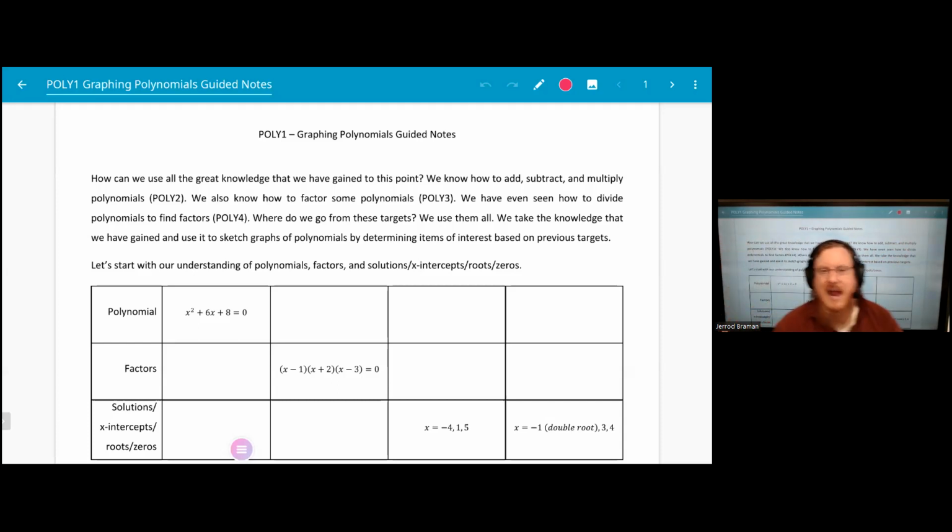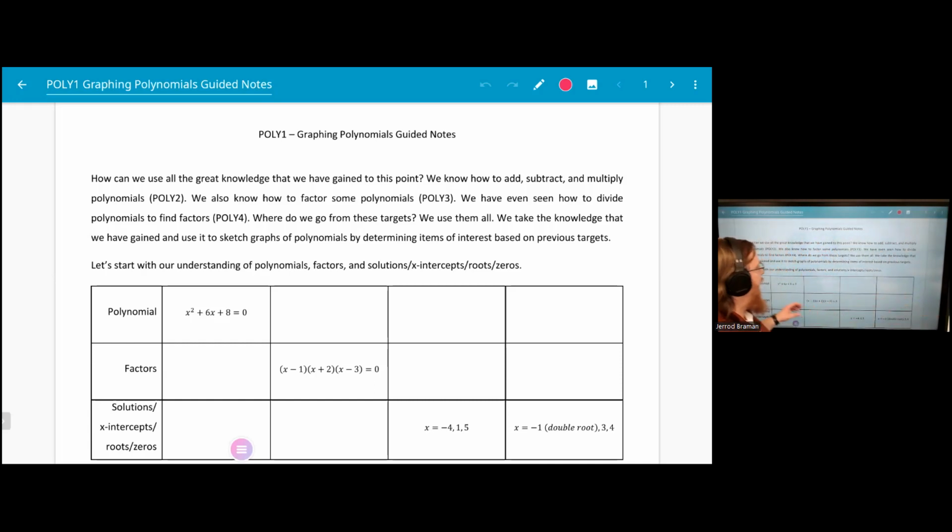We've already talked about how to add, subtract, and multiply polynomials. We've talked about how to factor polynomials. We've also talked about how to divide polynomials. And when we did some of that division, we were given factors or trying to find out if they were factors. And what does that mean exactly? How does that look in terms of something visual we can represent?